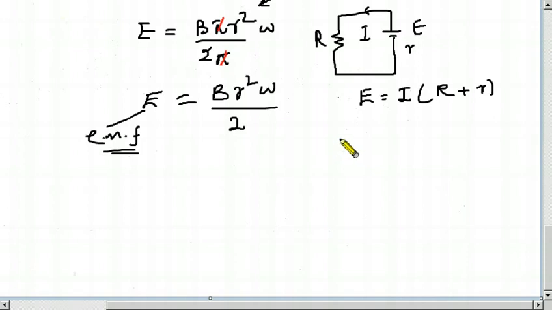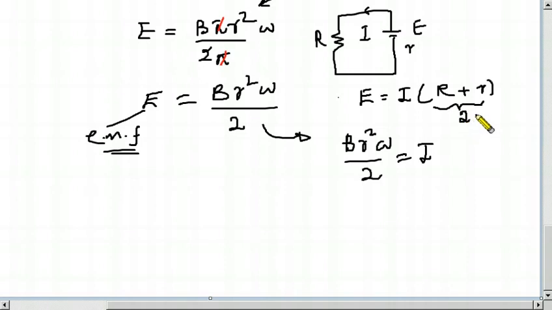So let us use this equation. E is this one, we can substitute it instead of the chemical one. A battery is a chemical thing, so this one is a magnetic thing. So E is B r squared omega by 2. I is what we have to find out. They have not given small r and capital R separately. Totally they have given the resistance as 2 ohm. So instead of r plus R we write 2.